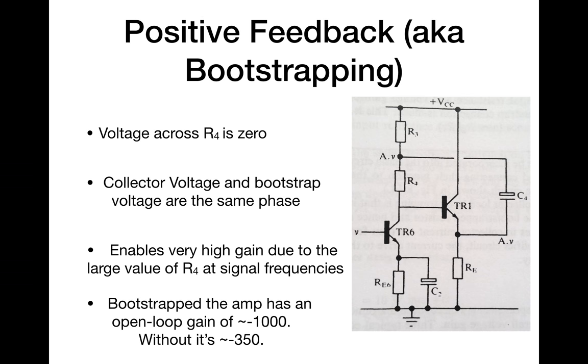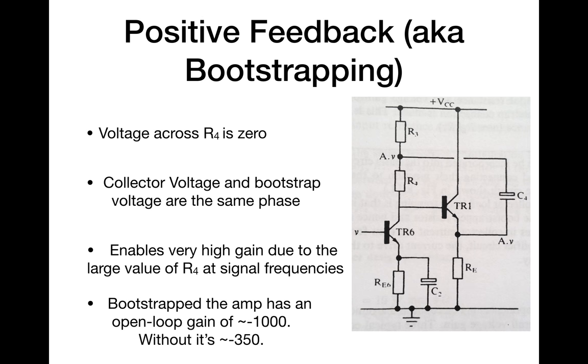So anyway, bootstrapping is basically where you have a split collector load. It can be split in half. It doesn't always have to be, but it's just easiest to split it in half. You get best results that way. Basically, what you do is you AC couple another voltage around R4 there to get both sides around that resistor to be in phase. Therefore, that resistor looks much larger than it actually is.